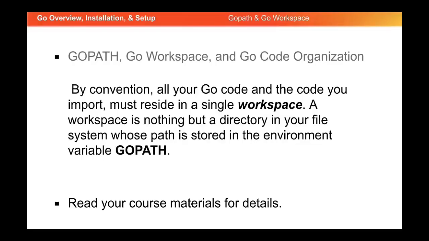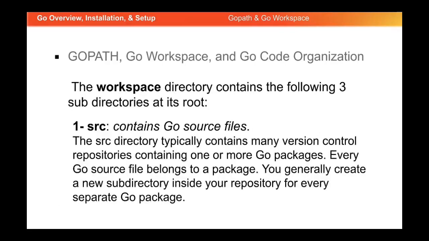But the Go path or the Go workspace has three subdirectories. We'll go ahead and talk about those. You have the source subdirectory. And that's where you're going to put all of your code that's going to be compiled down into a standalone binary.